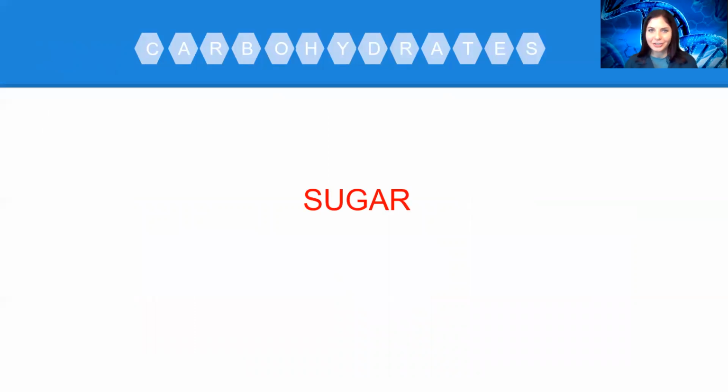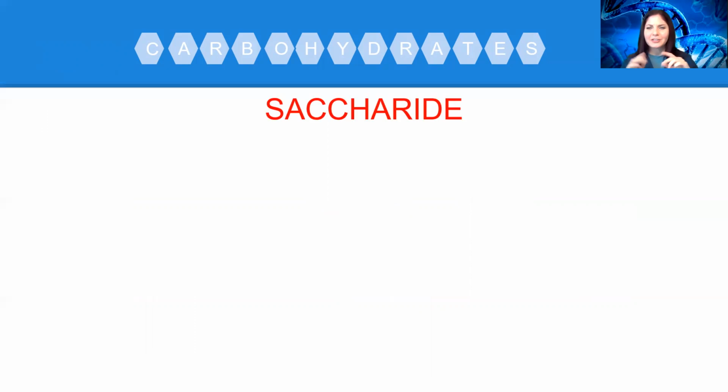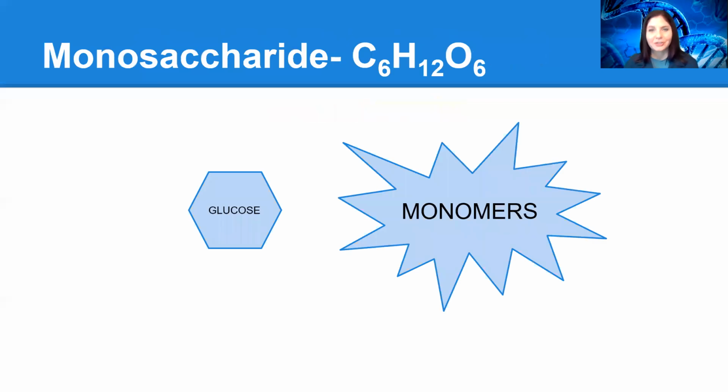So carbohydrates are sugars, and the fancy schmancy science word for sugars is saccharide. If we have a single sugar, meaning one, we call that a monosaccharide. Mono means one, and saccharide refers to sugar. Now, another piece of information to keep in mind is that carbohydrates are typically in a 1:2:1 ratio: 1 carbon to 2 hydrogens to 1 oxygen. Now, when we get into lipids, they are also composed of carbon, hydrogen, and oxygen, but they're not in that 1:2:1 ratio.